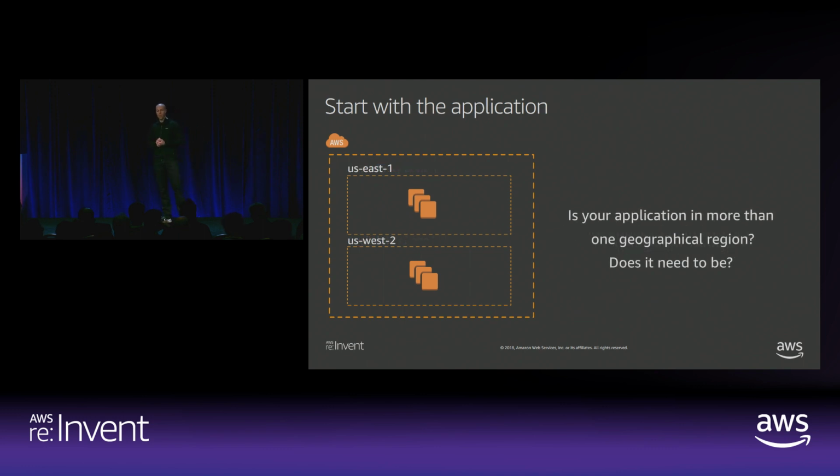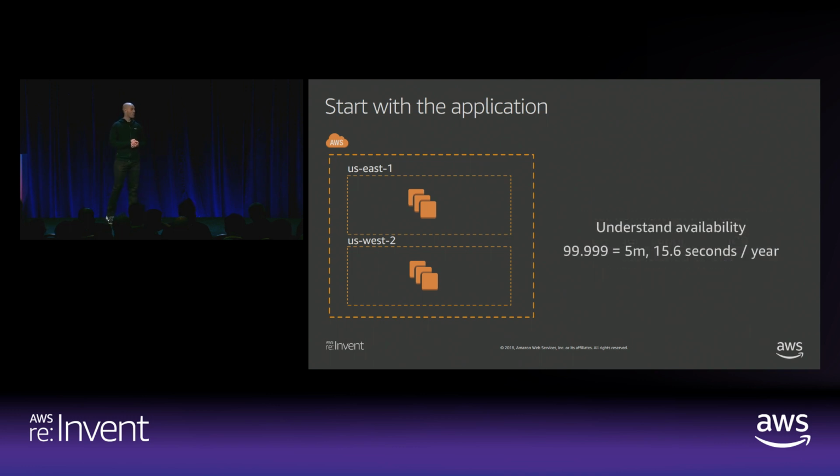Is your application in more than one geographical region? And does it need to be? Five nines means the application can only be down for 5 minutes and 15.6 seconds per year. That's 0.9 seconds per day. I would argue that a lot of applications don't need this. Some do, a lot don't.